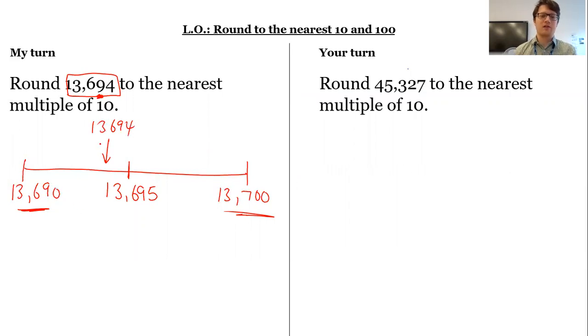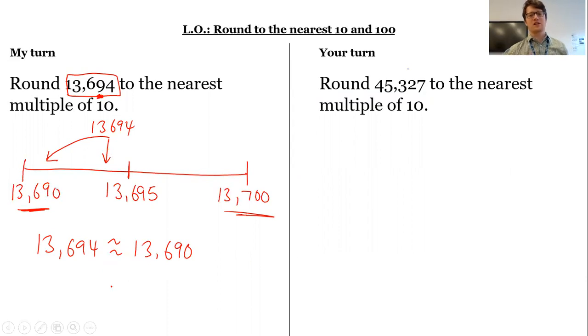So crucially, my answer then is this, I can now see, is closer to 13,690, so 13,694 to the nearest multiple of 10 is approximately 13,690. Remember, we use this approximately sign to show that it's not exact, but it's showing that it's been rounded as an estimate to the nearest multiple of 10.